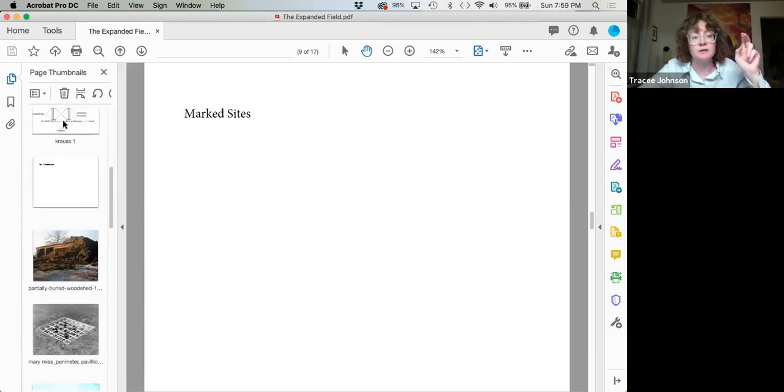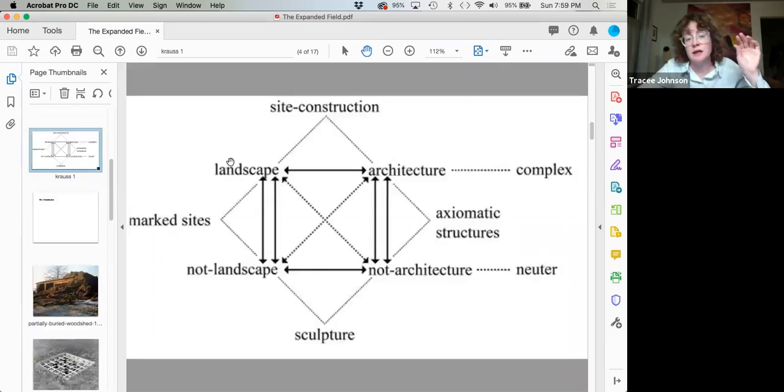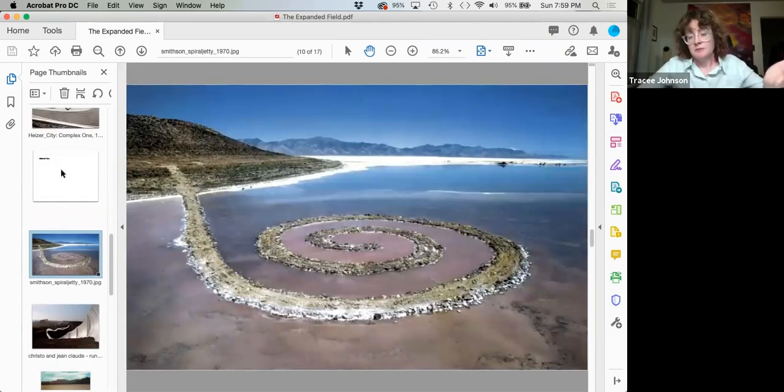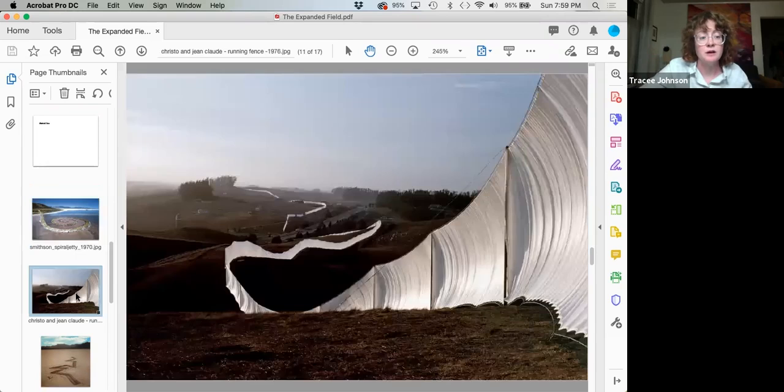And let's come back to our diagram to remind ourselves: marked sites in her definition are sites that are landscape, but also not landscape, okay? So what she means by that, this is an example. Probably we all know Spiral Jetty, also by Smithson. This is definitely a landscape, but it's not a natural landscape, right? There's no architecture here. It's all landscape-based elements. So that's why it falls into landscape. But it's not typical for a landscape. This was constructed by man. So that combination of landscape and not landscape is represented here.